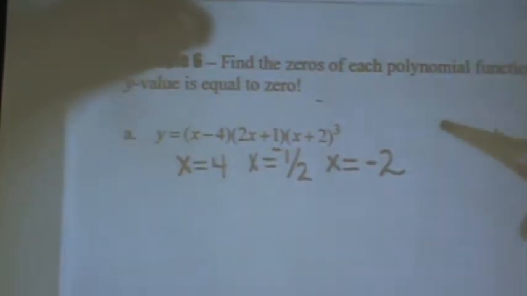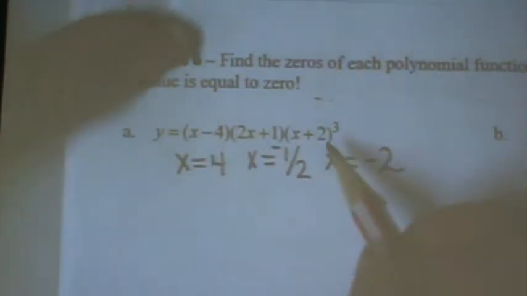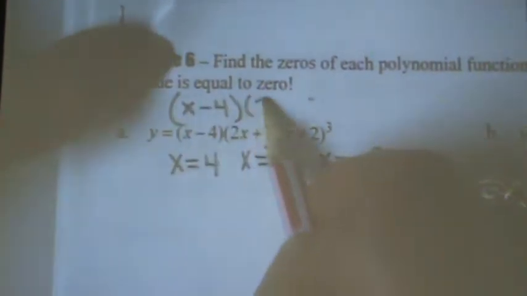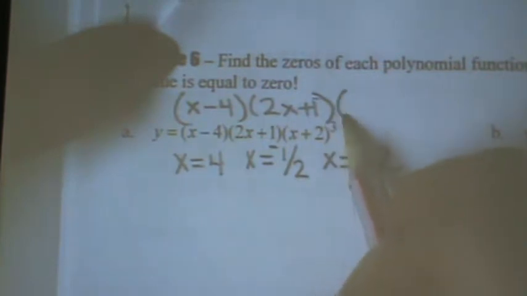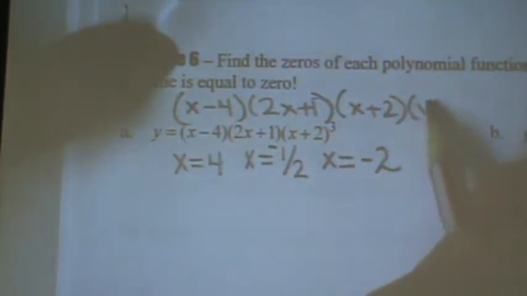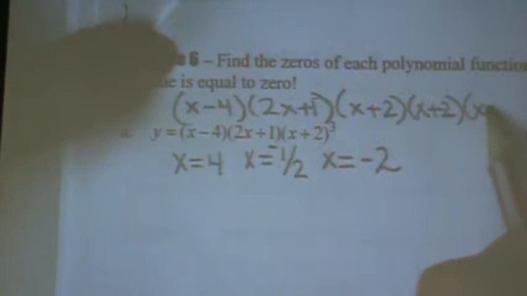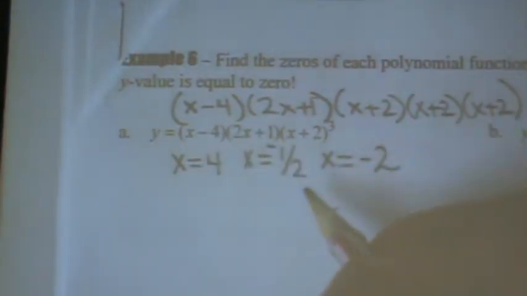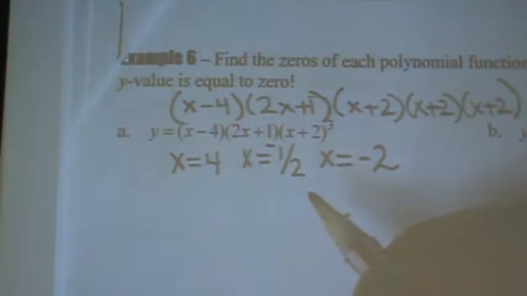Now, each of these zeros, see this? What's happening here is you have X minus 4, 2X plus 1, and you have X plus 2, X plus 2, and X plus 2. See this 0? It occurred 3 times. But we can't go through this 0 3 times. Okay, so each of these zeros has what we call a multiplicity.